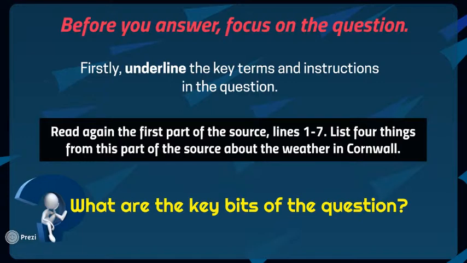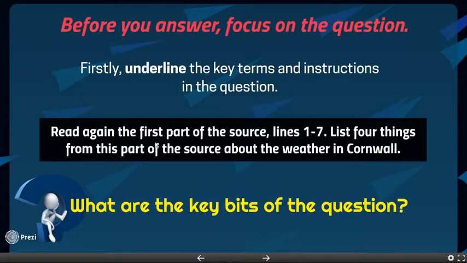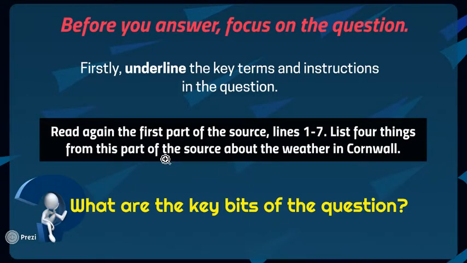Now, before you answer the question, and although this sounds pretty obvious, it's really important you actually look at what that question is asking you and focus on the key terms and instructions within that question. The source that I've picked to focus on today is one that you've all probably done before. It's the Jamaica Inn source. So the question was worded like this from the exam board. Read again the first part of the source, lines 1 to 7. List 4 things from this part of the source about the weather in Cornwall.